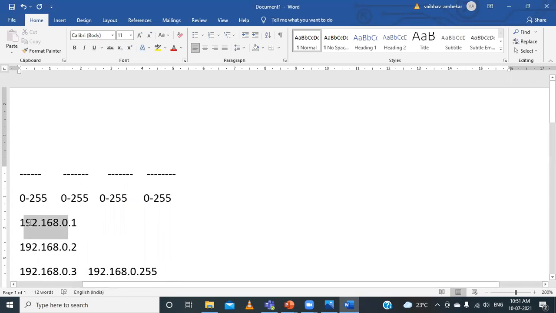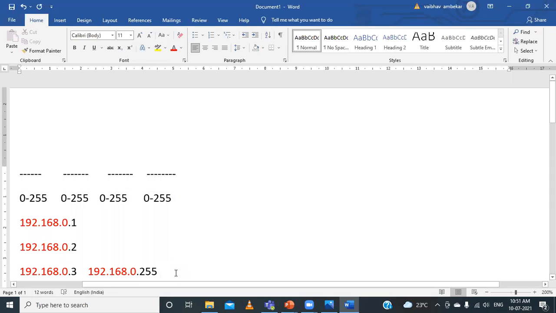And what is common in that? This part is common. Only this part is changing. Can you observe it? Yes. Are you getting it, everyone? This part we call the net ID, and this part we call the host ID. Are you all following it, everyone?